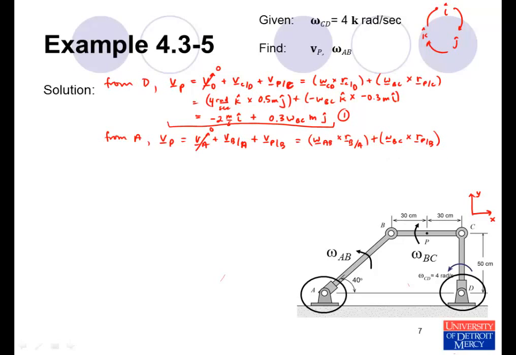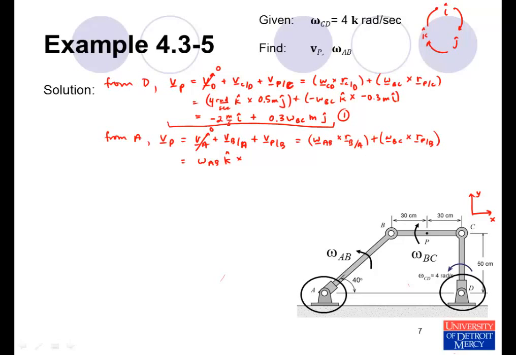We have that, we can plug in. So we don't know what omega AB is, but we've assumed a direction. We roll our fingers on our right hand in that direction. Our thumb points out of the paper. So we've assumed it's in the positive k direction. We cross it with the position vector.